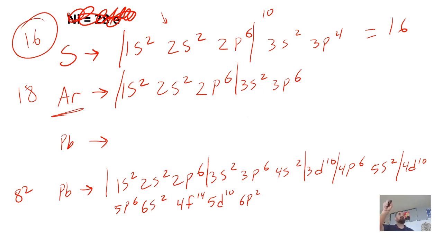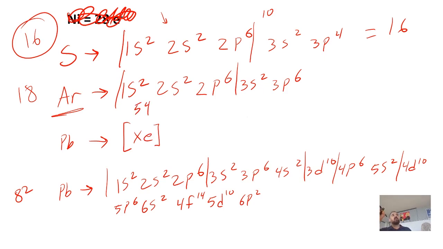Are we looking? All right, so when we do shorthand, we're going to find the nearest noble gas, but it has to be before it. We can't use radon because lead doesn't have all the electrons that radon has. But lead does have all the electrons that xenon has. So we're going to put xenon in brackets, and this is 54 of our electrons. And now we just got to write out the remaining electrons.